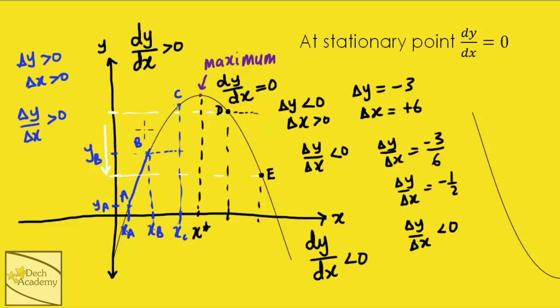All that means is, to the left of a maximum, if you move along the curve, let's put it this way: to the left of the maximum, if you move from a point towards the maximum, the y coordinate increases and the x coordinate increases. To the right of the maximum, if you move along the curve away from the maximum, you find that the y coordinate decreases, but the x coordinate increases.